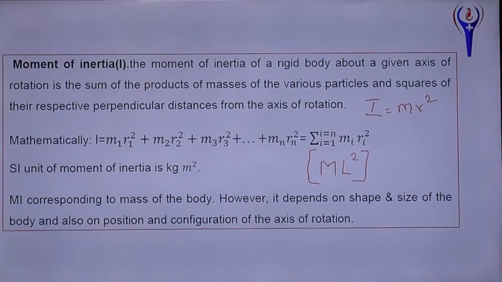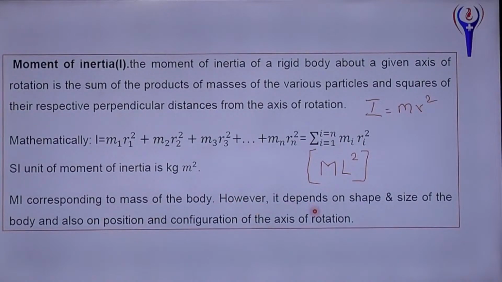Moment of inertia corresponds to the mass of the body. That is, in linear motion, what mass is doing, the same thing in rotational motion is done by moment of inertia. In linear motion we have linear velocity, and in angular motion, angular velocity. In linear motion, displacement is S, in angular motion it is angular displacement theta. Just like that, in linear motion mass, in rotational motion, moment of inertia.